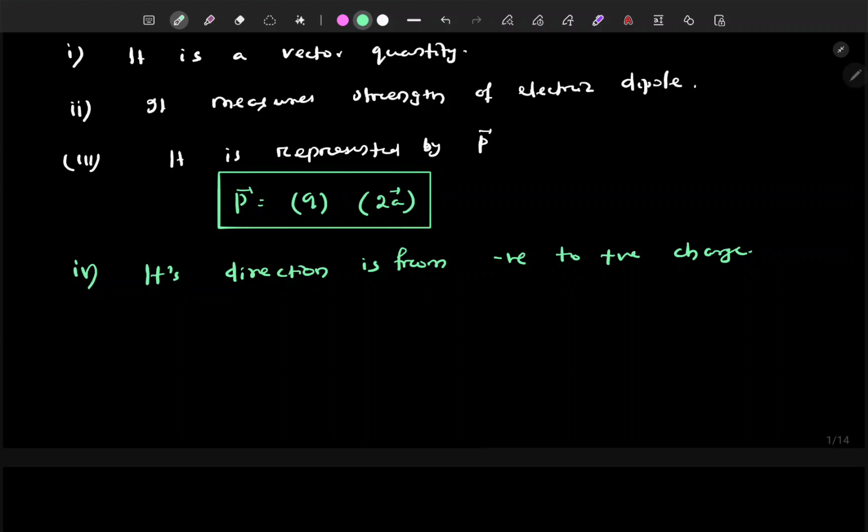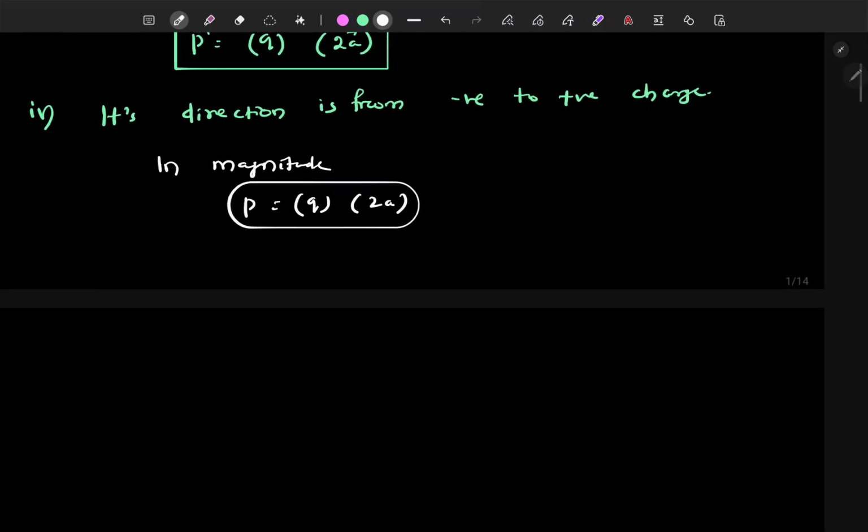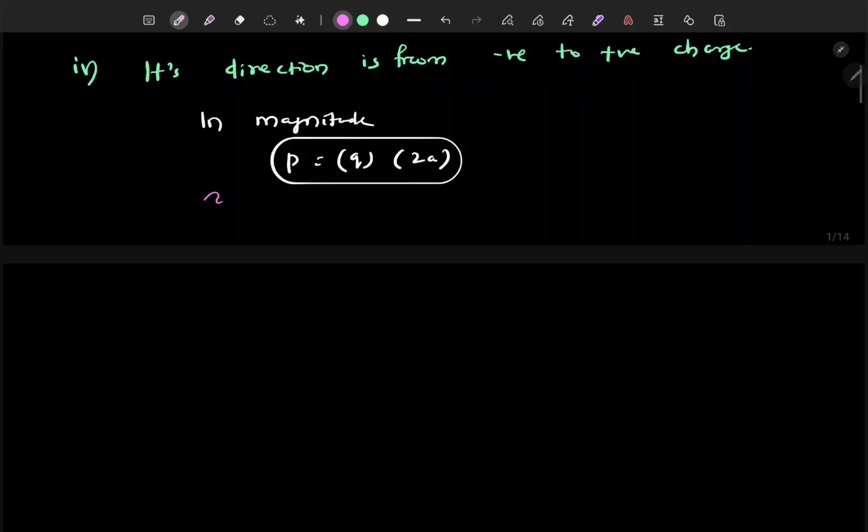In magnitude format, P is equal to q into 2a, magnitude of either charge into dipole length. So from this formula, P equal to q into 2a, we can write the unit. The SI unit: charge unit is coulomb, and 2a is dipole length, it is meters. Coulomb meter is the SI unit.